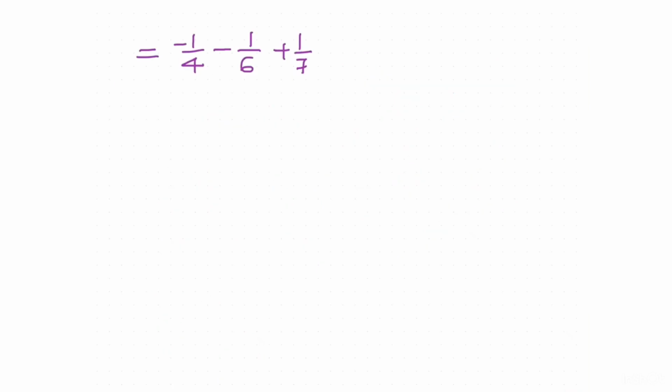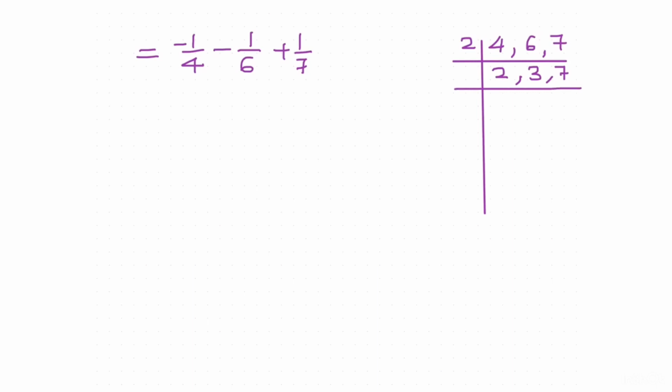In this expression, the denominators are not the same. So we will find the LCM of the denominators 4, 6 and 7. So let's find the LCM of 4, 6 and 7. 2 times 2 is 4. 2 times 3 is 6. 7 is not divisible by 2. We will write as it is. Again we can divide by 2. 2 times 1 is 2. 3 is not divisible, so we will write as it is. 7 also is not divisible, we will write as it is.